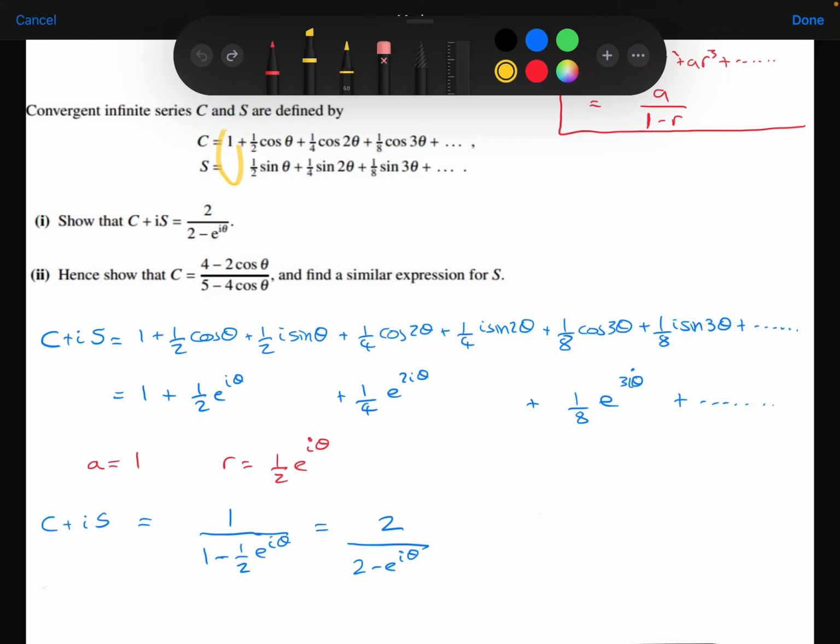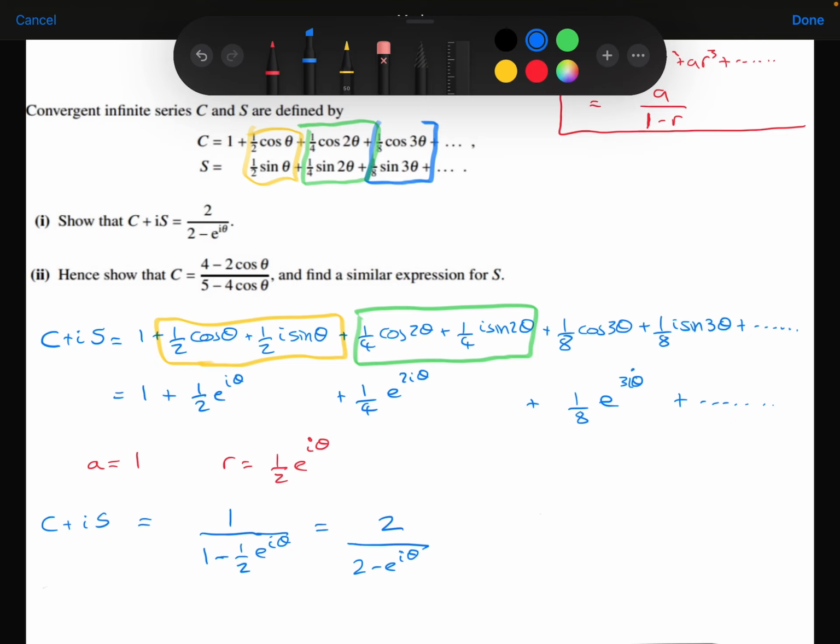So we start off with just the 1 at the front. Then we've got the half cos theta plus i times half sine theta. Then we have the quarter cos 2 theta plus a quarter i sine 2 theta. Then we have the 1/8 cos 3 theta plus i times 1/8 sine 3 theta. And so on and so on and so on.